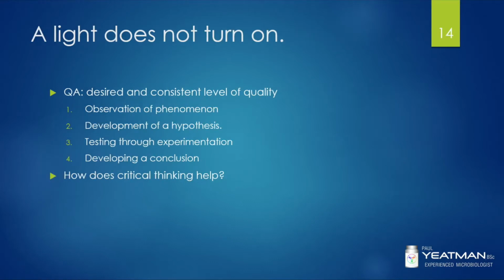So, on to our first example, which is a light doesn't turn on. You'll notice we've included the 4 main steps: observing the phenomenon, developing a hypothesis, testing through experimentation, and developing a conclusion.